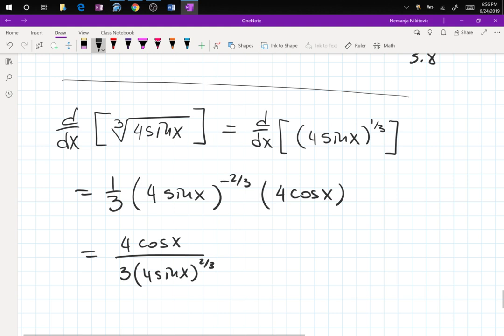And also, to get rid of the square root radical, change it into a fraction, right? Yeah.